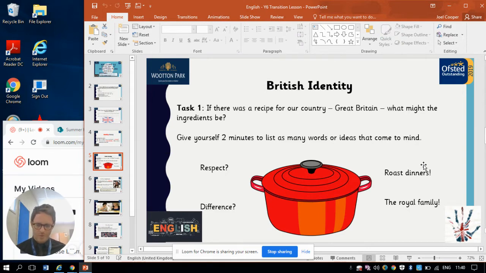Now, I've given you a few examples just there to help you along the way, but it might be really obvious things, like having a roast dinner on a Sunday or having fish and chips on a Friday. It might be things like the royal family, for example, our Queen in Buckingham Palace, that seems to be a major symbol of being British. It might be more complex things. It might be, for example, this idea of respect, that in Great Britain we all respect each other and appreciate each other's differences. I've mentioned difference on there as well. Maybe you think that the country is very, very good at recognizing the differences between each other.